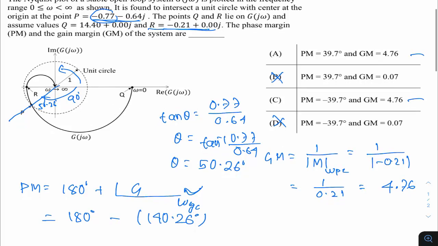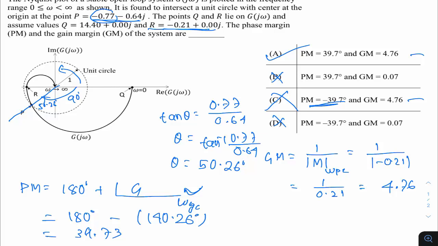And if you simplify this, this happens to be 39.73. So the answer is basically option A, because in C we have minus 39 point something, and this is not correct. So A should be the right answer for this one.